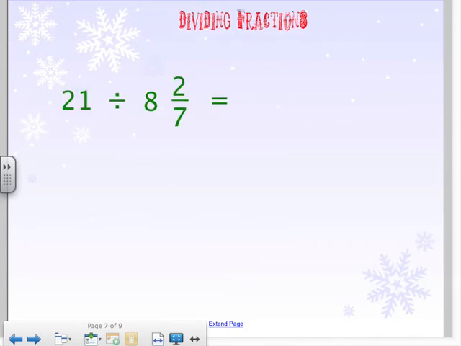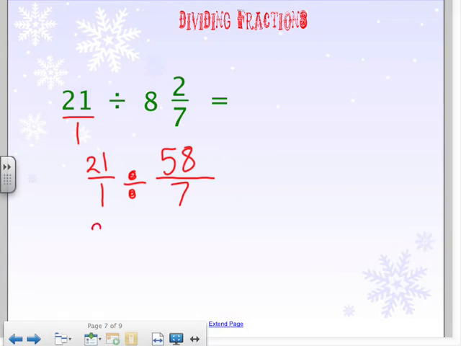All right, hit pause. Try this one on your own, and then hit play to check your work. So again, this is over 1. My first step before I do keep, change, flip, it's still division. I'm going to change 8 2/7 into an improper fraction. Okay, so 8 times 7 is 56. 56 plus 2 is 58. So I have 58 sevenths.